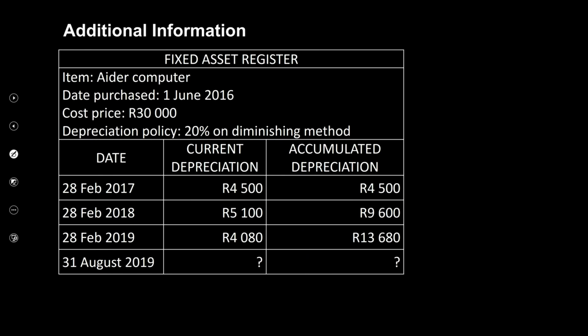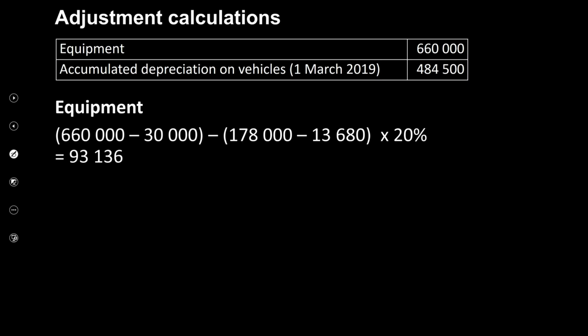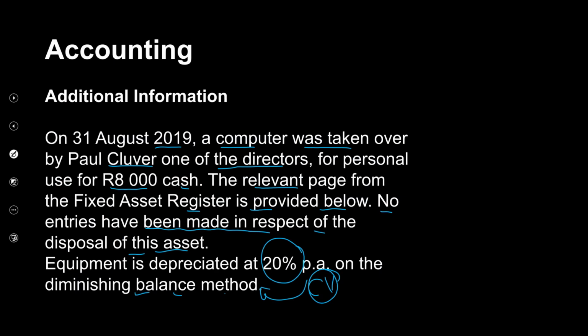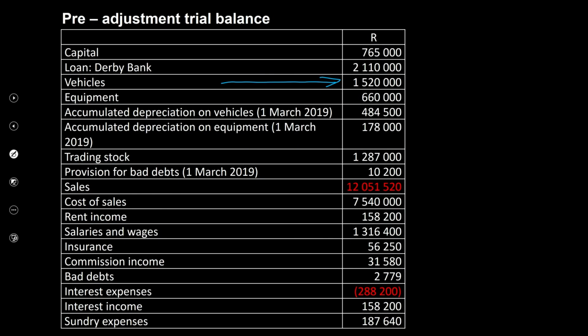Right, let's look at the calculation. So here's the fixed asset register. Clearly I can see the cost price of the asset was 30,000 Rand, right? What was its accumulated depreciation? The accumulated depreciation before the current year was 13,680, okay? So now, what am I going to do? Step number one, go and identify your equipment account, which has a balance of 660,000.